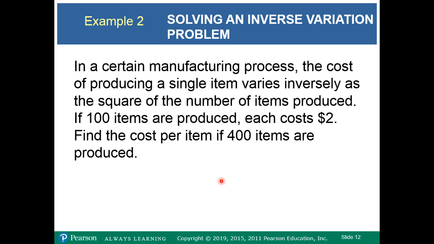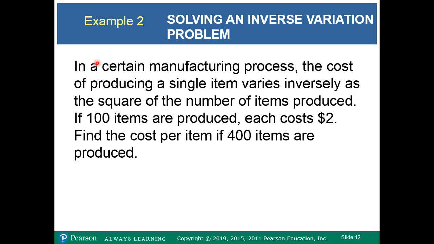So now let's look at this problem here. It says, in a certain manufacturing process, the cost of producing a single item varies inversely as the square of the number of items produced. If 100 items are produced, each costs $2. Find the cost per item if 400 items are produced. So let's reread this. Let's make sure we understand what's going on here. So let's take it piece by piece.